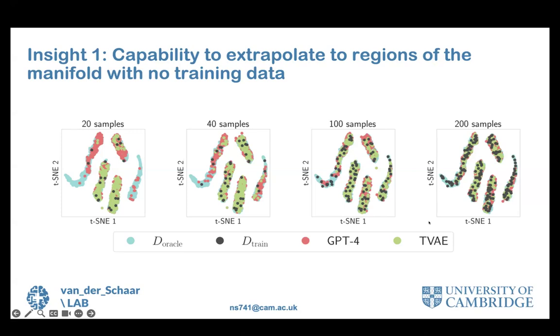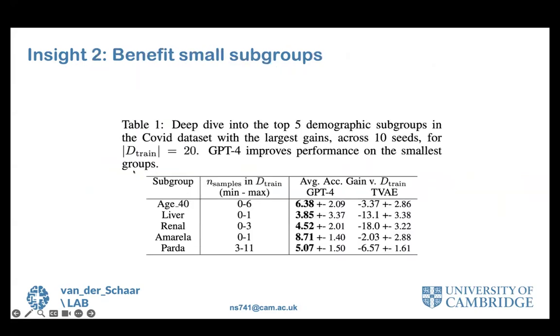Then we compare a VAE to GPT-4. We see that the TVAE in green is naturally confined to the data manifold where we have the black dots, or where we have training data. But the LLM, which are these red dots, is able to extrapolate to bits of the manifold, after curation, that are actually reflective of real data. This is quite an interesting insight into the extrapolative capabilities of a language model, which you can kind of see over there and there.